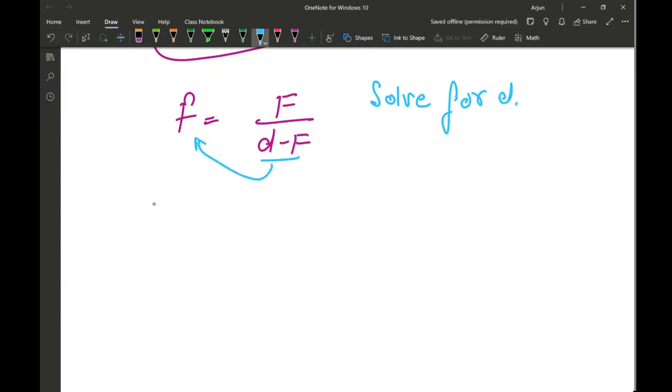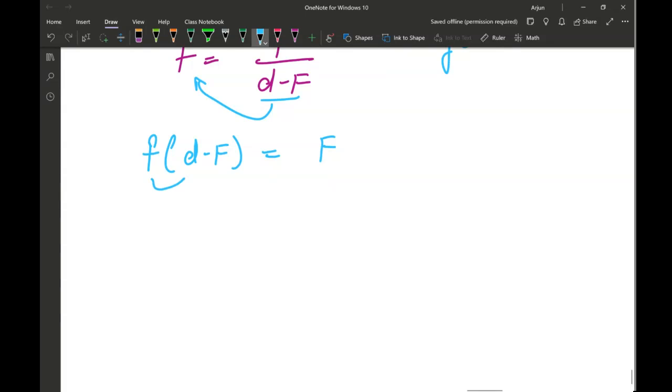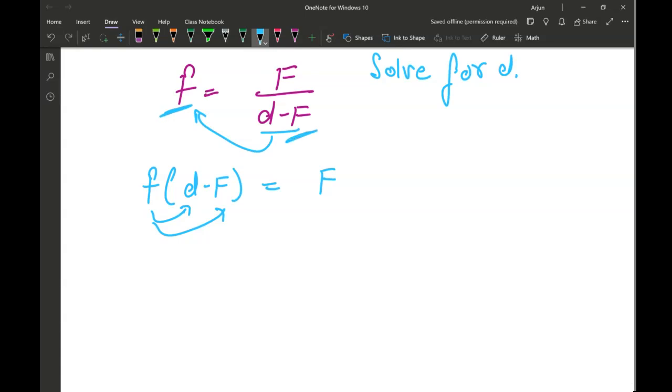This whole thing is going to move to the other side. F times d minus f equal to f. Now I'm going to multiply this f with this and this f with this. This f symbol is different from this f symbol, but these two are the same, so they are like terms. But this is not. One thing I want to give you a heads up on here: a lot of students I've seen in the past while teaching do this. That's wrong again. Okay, so please don't do that.